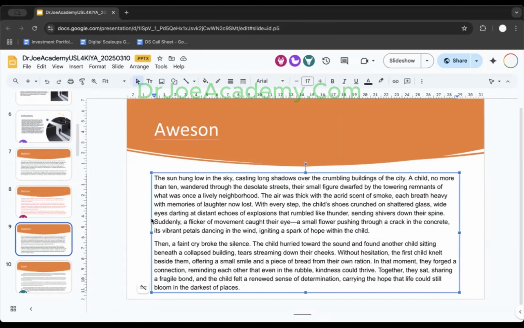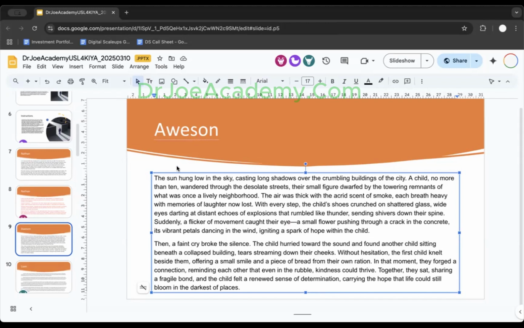The sun hung low in the sky, casting long shadows over the crumbling buildings of the city. A child, no more than 10, wandered through the desolate streets, their small figure dwarfed by the towering remnants of what was once a lively neighborhood. The air was thick with the acrid scent of smoke, each breath heavy with memories of laughter now lost.